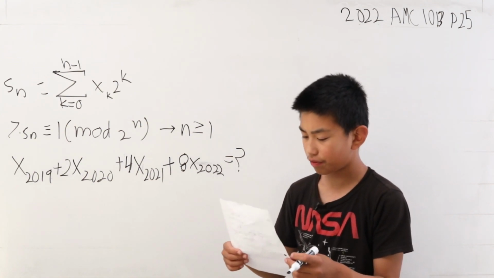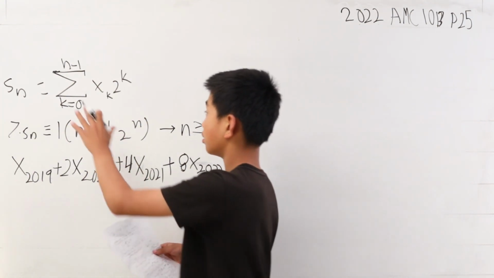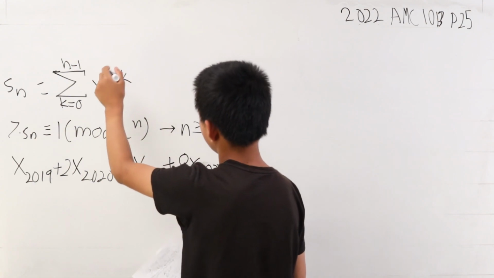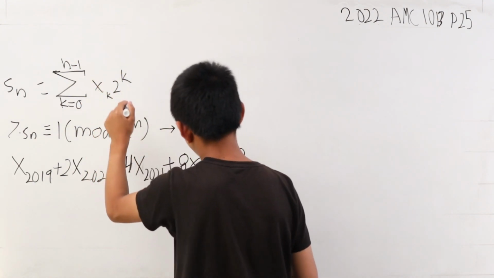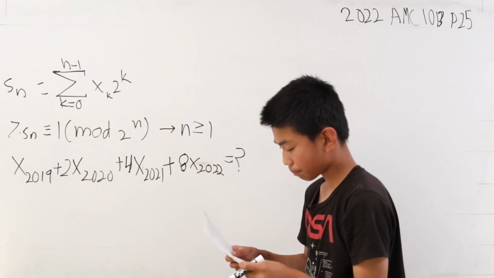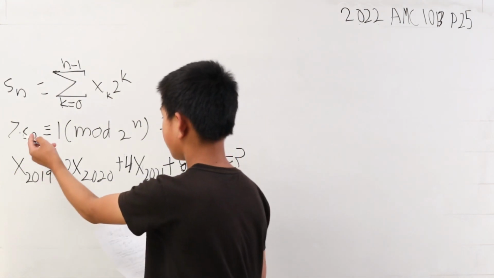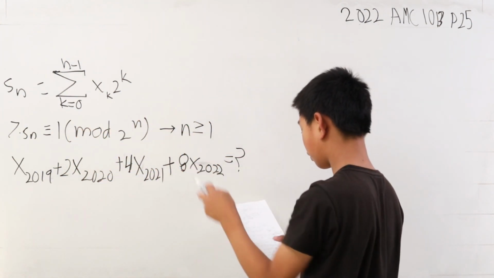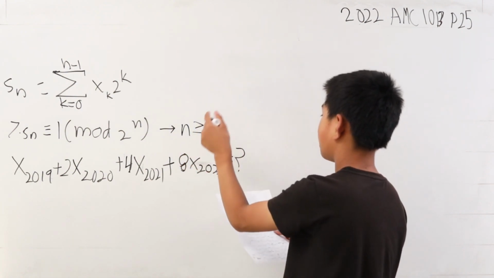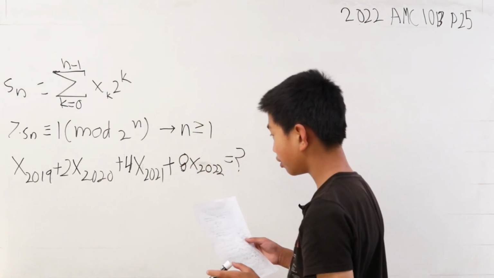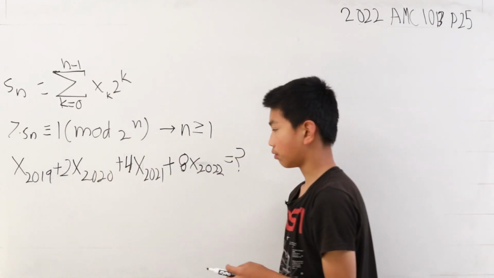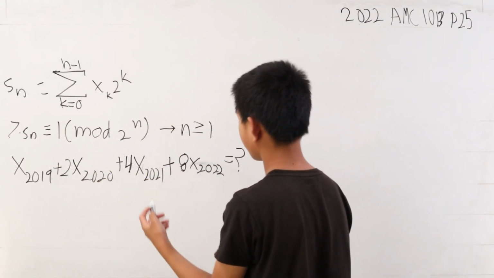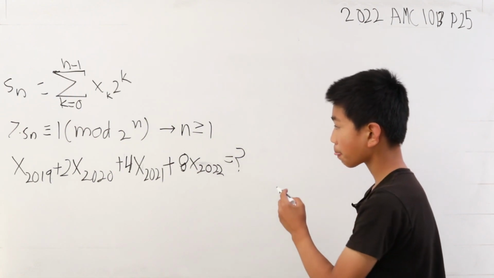For each positive integer n, define s of n as the sum from k equals 0 to n minus 1 of x of k times 2 to the power of k. And suppose that 7 times s of n is congruent to 1 mod 2 to the power of n for all n greater than or equal to 1. What is the value of this sum? Or rather, the sum x of 2019 plus 2x of 2020 plus 4x of 2021 plus 8x of 2022.